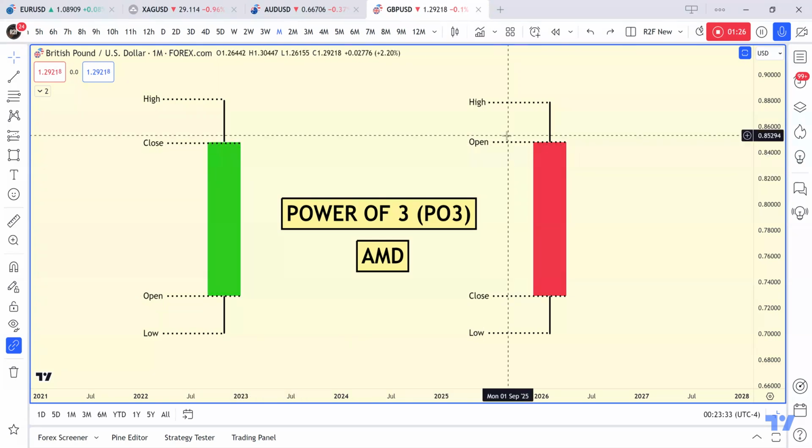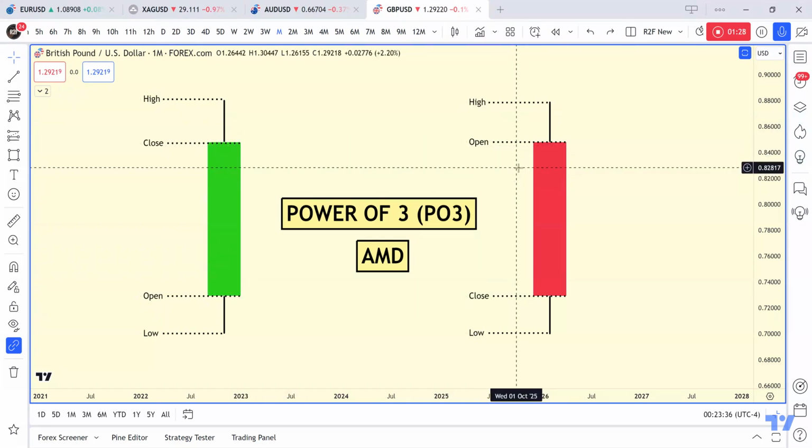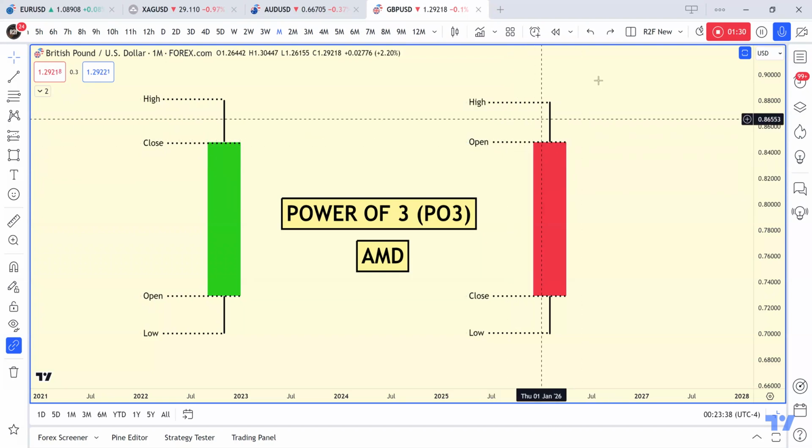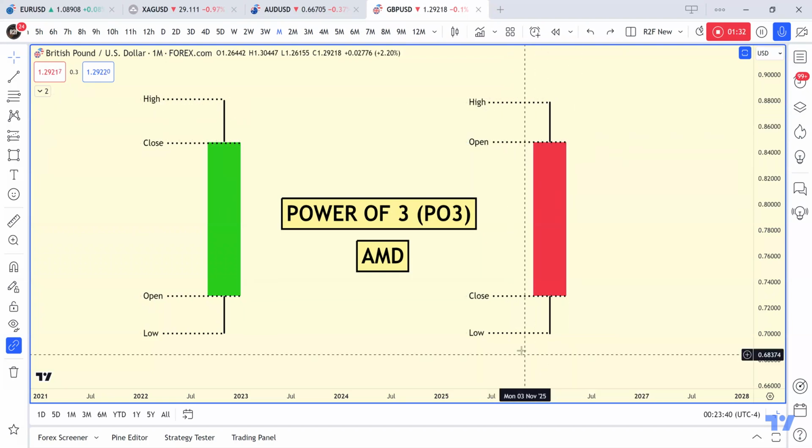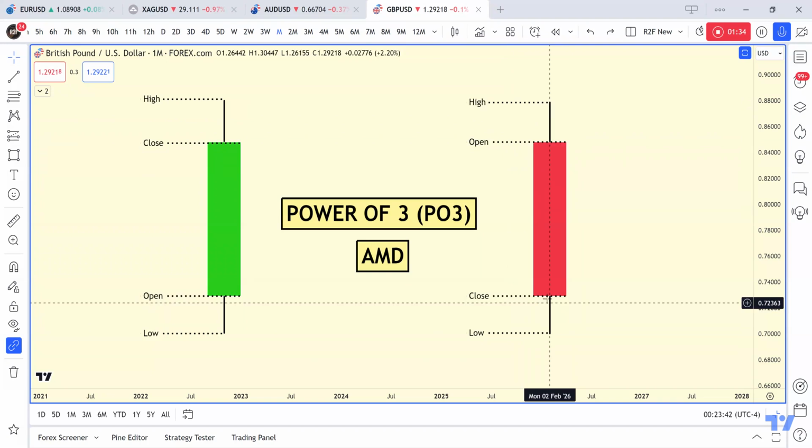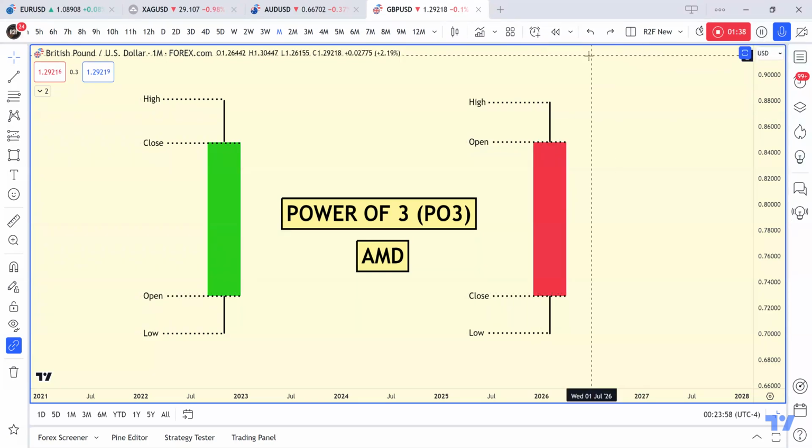Okay? For a bearish candle, it's the same thing. Open, manipulation, expansion, distribution, and then close. That's all well and good. But of course, the purpose of understanding power of three is to be able to utilize it, right? It's to be able to capture the range of, let's say, an individual candle, usually on a higher time frame.